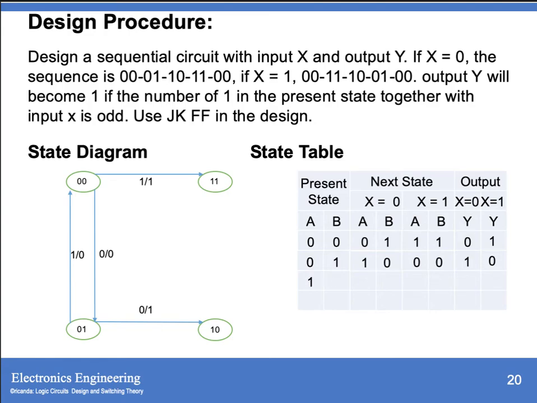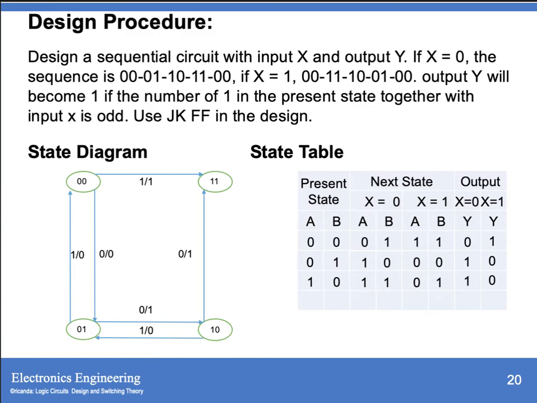Then we have this state 10. At X equals 0, from 10 it goes to 11. Then how do we determine your Y? We have to count the number of 1s including the input X. It is odd, so therefore your Y equals 1. Then when X equals 1, from 10 it goes to 01. So we have your present state 10 and X equals 1, so therefore your output is 0.